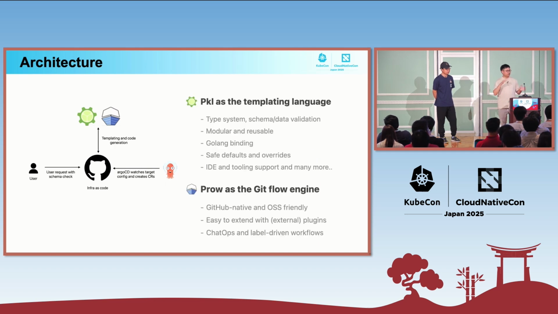Let's dig a little bit deeper into two parts of the architecture. The first part is really about the templating system and the code generation. So we chose Pico as a templating language because Pico has a strong type system, which is very beneficial for the schema and data validation. Pico also supports modules. We can reuse the Pico modules, and we can even version those modules as we go.